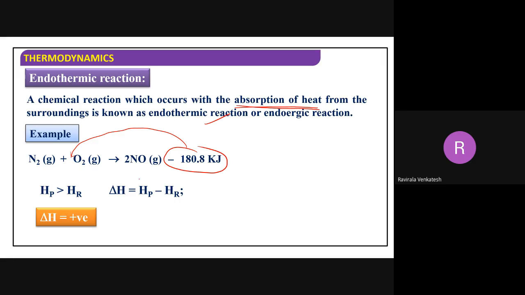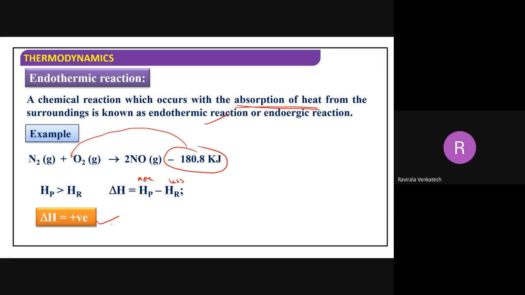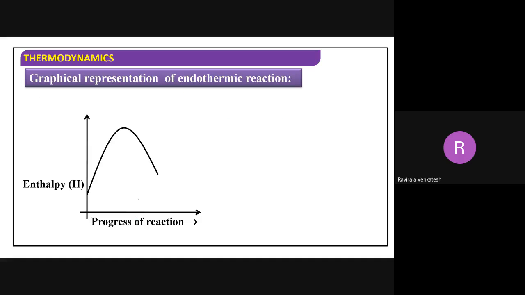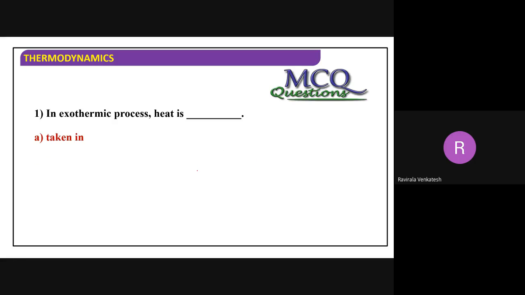In this case, products are having more energy when you compare with reactants. Therefore, delta H will become positive. Here, delta H is positive. Understood better? When it comes to graphical representation, products are having more energy when you compare with reactant. Reactant is having less energy, product is having more. This is the energy value. This way, we can get this.